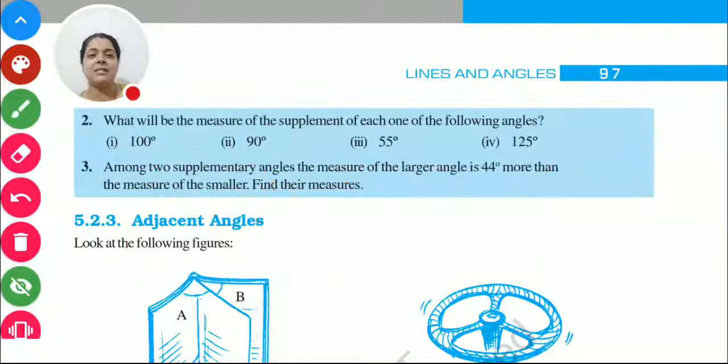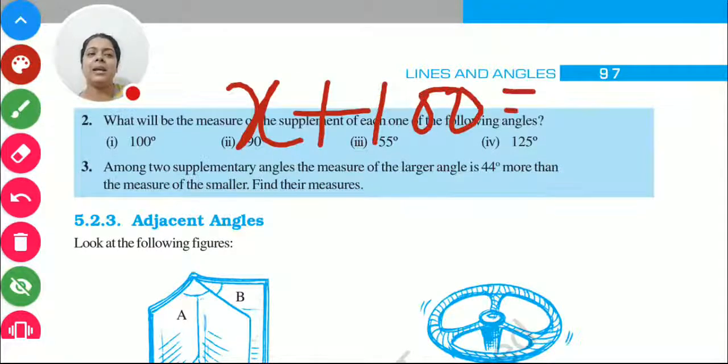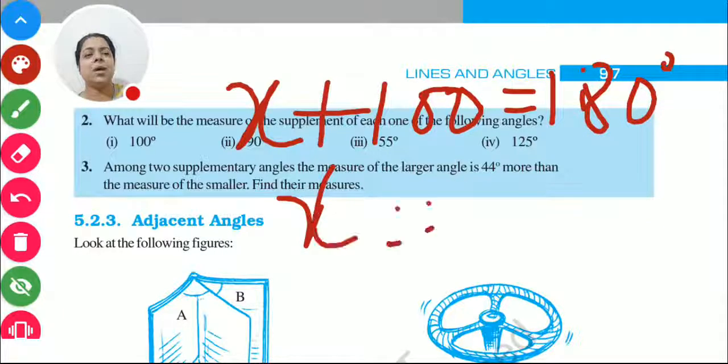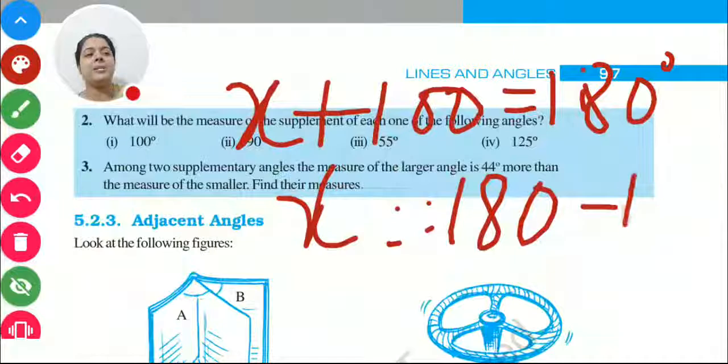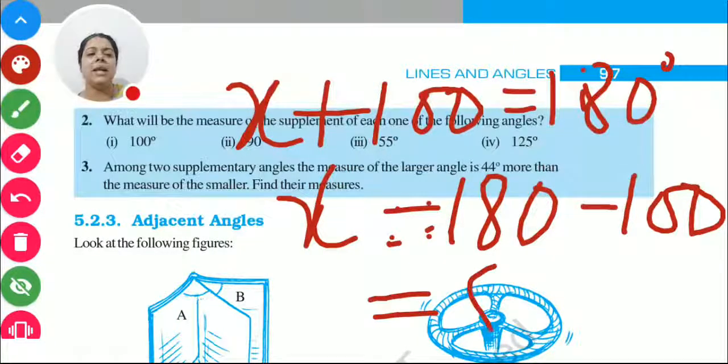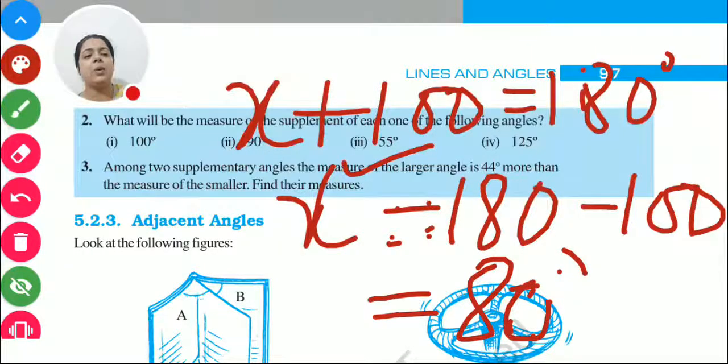How can you solve it? Let's imagine the supplement angle is x, and one angle is already given, so the sum is 180. So x will be 180 minus 100. So what will it be? It will be 80 degree. So when you take 100 and 80 degree, you make 180 degree. So we are able to find this, right?